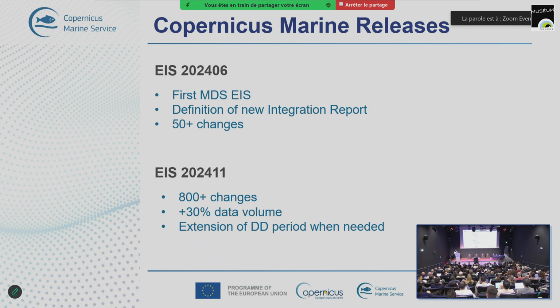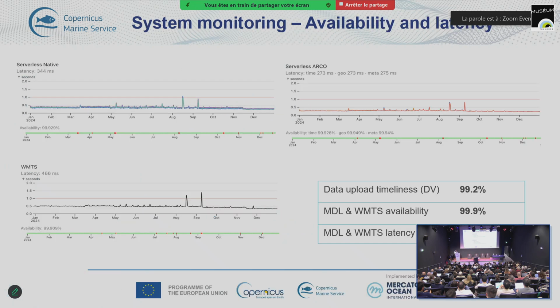Then we successfully supported the November release, which was a big release with more than 800 changes. We had an increase of around 30% of data volume. And of course, we also handled, and are still doing it, the double distribution period, with some exceptions when needed because of other reasons. So the system, as I was saying, is working well.